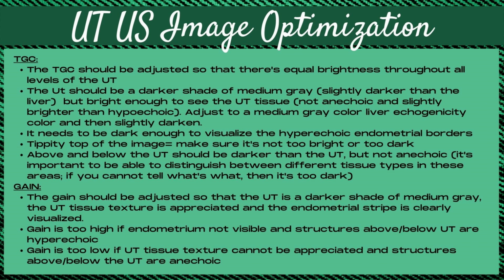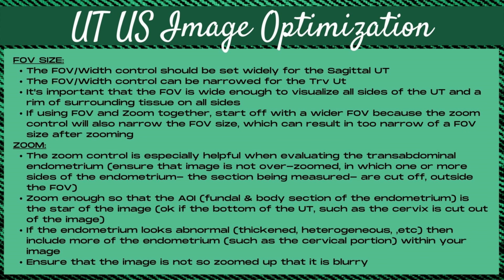uterus are anechoic. The field of view or width control should be set widely for the sagittal uterus and narrowed for the transverse uterus. However, it's important that the field of view is wide enough to visualize all sides of the uterus and that there's also a rim of surrounding normal tissue on all sides of the uterus. If using field of view and the zoom control together, start off with a wider field of view because the zoom control will also narrow the field of view size, which can result in too narrow of a field of view size after the zoom control is used.